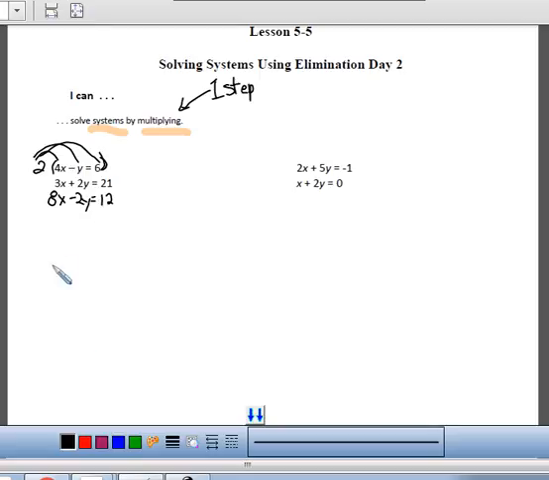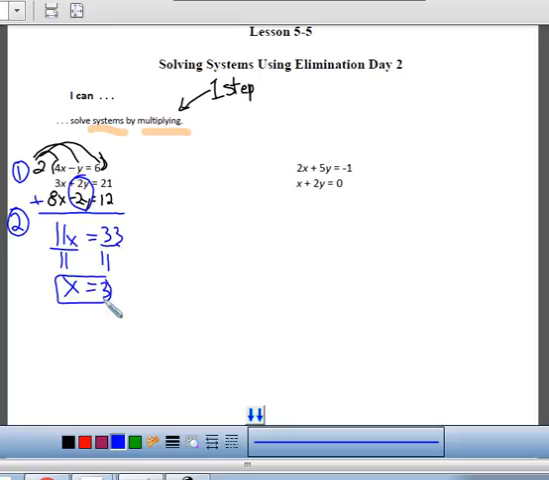Now, because I multiplied by 2, there was step 1. Now I can do my addition, and that will eliminate the y's because I have a plus 2y and a minus 2y. So these zero out, and I get 3x plus 8x is 11x. I get 21 plus 12 is 33. Oh, how convenient. So divide by 11, and we get x is equal to 3. So step 2 is now done.